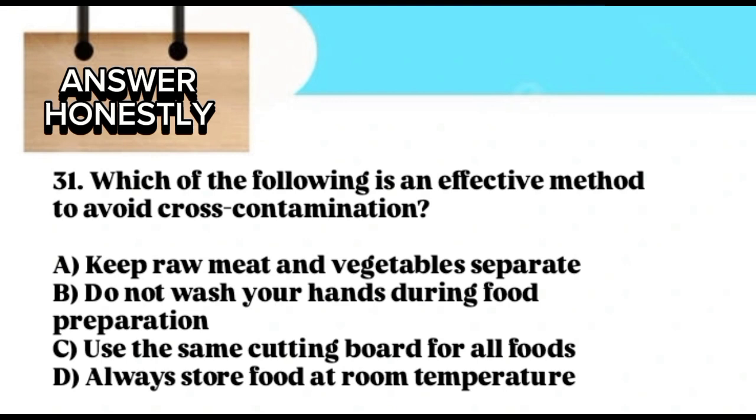Which of the following is an effective method to avoid cross-contamination? A. Keep raw meat and vegetables separate. B. Do not wash your hands during food preparation. C. Use the same cutting board for all foods. Or D. Always store food at room temperature.